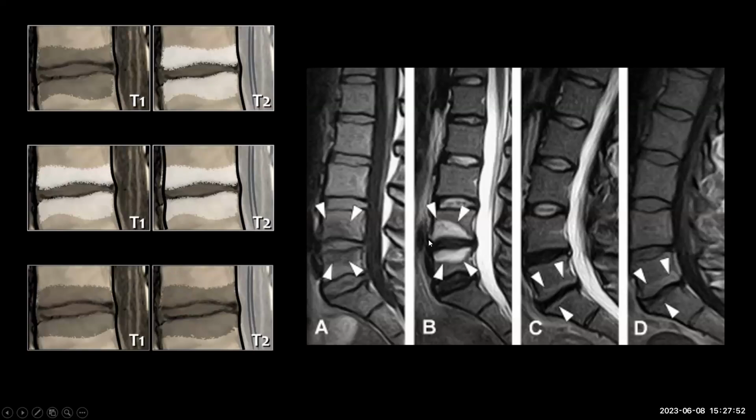So this is an example of Modic type 1. It's low on T1, bright on T2. So it means this is acute, and this could suggest why the patient is having pain. Same patient, lower level, the end plate is bright on T1, bright on T2. And therefore, this is fat, and relatively long-standing. At the same time, incidentally, you can see this annulus fissure on the images.